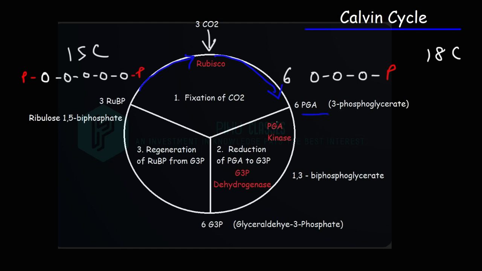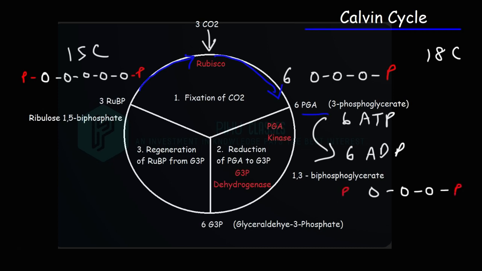Now, the enzyme kinase, when you see that, that enzyme is used to transfer a phosphate group to a molecule. And so this next step requires ATP. We're going to use 6 ATP molecules to phosphorylate 3-phosphoglycerate. And so now we have 1,3-biphosphoglycerate. So we still have a 3 carbon molecule, but now we have a phosphate group on carbon 1 and carbon 3.